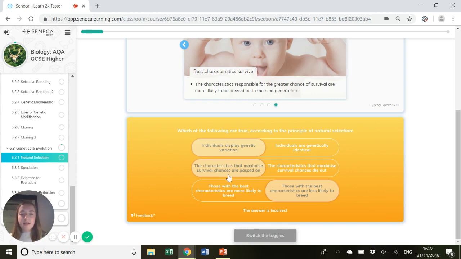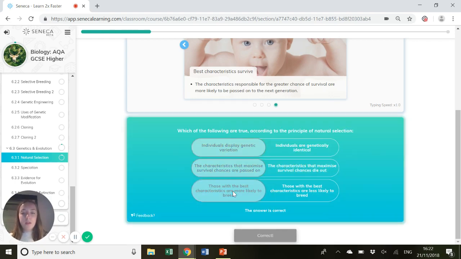Yes, that's correct, because characteristics which make you more likely to survive mean you're more likely to survive and reproduce and pass on those characteristics. So are those with the best characteristics more likely to breed or less likely to breed? Well, they're more likely to breed, because they're more likely to survive. Yep.